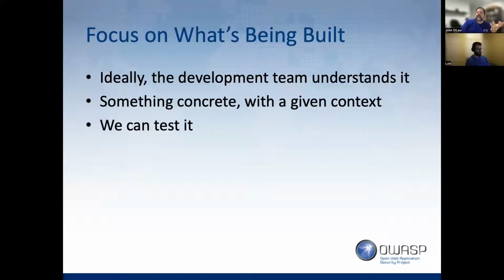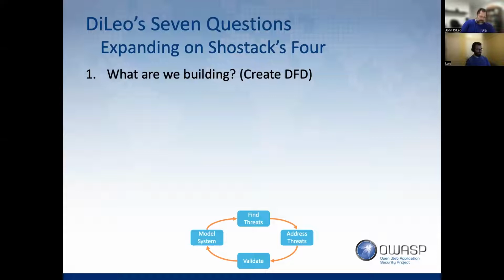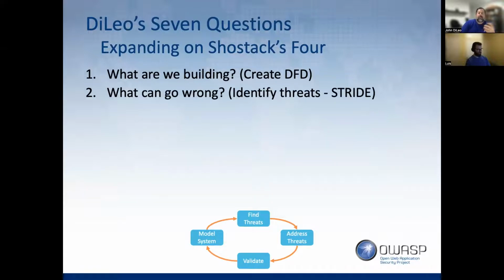Which leads us to a threat modeling approach, which I humbly call DiLeo 7 questions. Now, it is an expansion on Shostak's 4 questions, so this is not totally original. The first question is, well, what are we building? And to answer the question, my recommended approach is you create a data flow diagram. What can go wrong? You want to identify the threats. And my preferred approach is to use the STRIDE mnemonic for that.